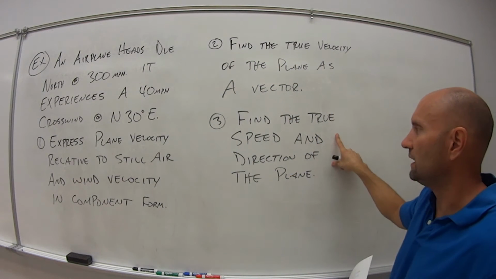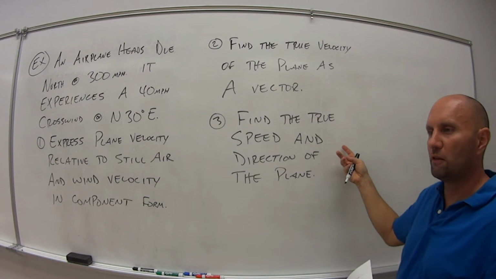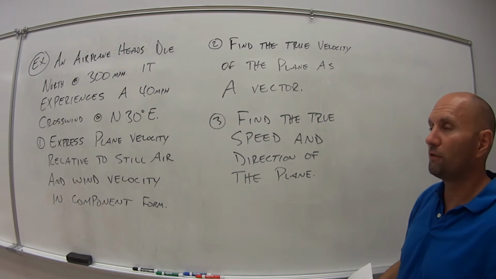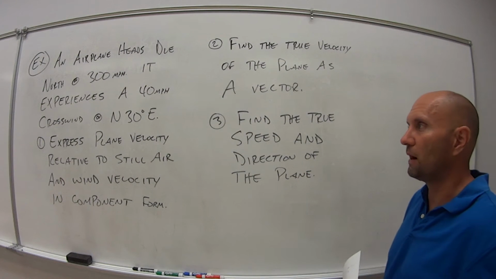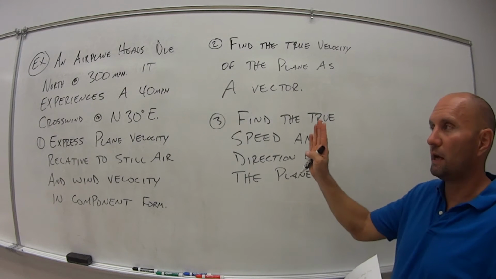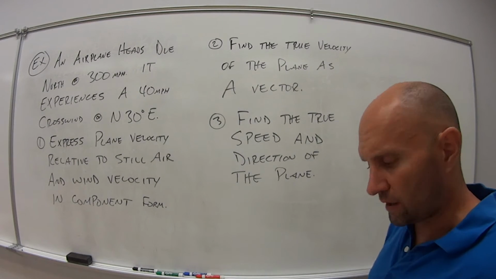And then finally, in number 3, we're determining what's the actual speed of the plane. Is it more than 300 miles an hour? Is it less than 300 miles an hour? Is it still just 300 miles an hour? And what is the actual direction of the plane? So it's flying, but it's getting pushed by the wind. So what is its actual direction?